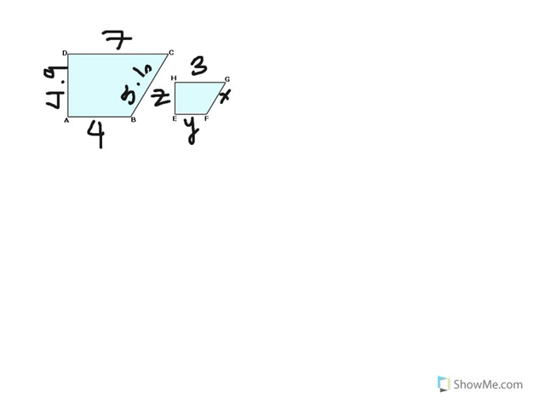So here we have 2 similar trapezoids. Our mission is to discover the values of x and y and z. Now remember what similar means. All these angles in the corresponding positions have to be the same. So angle D is congruent to angle H, angle A is congruent to angle E, angle B congruent to angle F, and angle C congruent to angle G. So all those are the same.